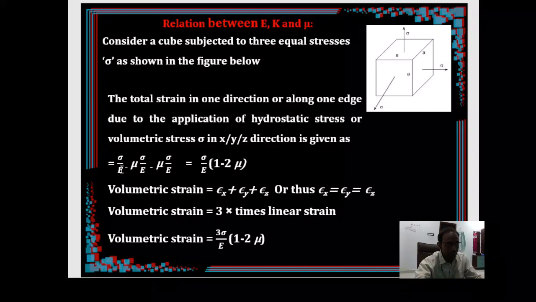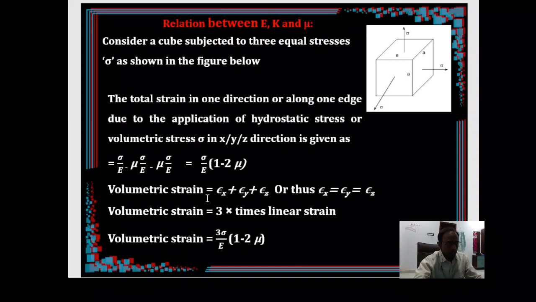Stress by Young's modulus will give you the strain in this particular direction x because of sigma. Because of this sigma, you will be getting Poisson's ratio times stress by Young's modulus, so minus mu times sigma by E, and similarly due to the stress acting in the z direction you will be getting minus mu times sigma by E. So finally, upon simplification, if you take common sigma by E, you will be getting sigma by E times 1 minus 2 mu, where mu is the Poisson's ratio.